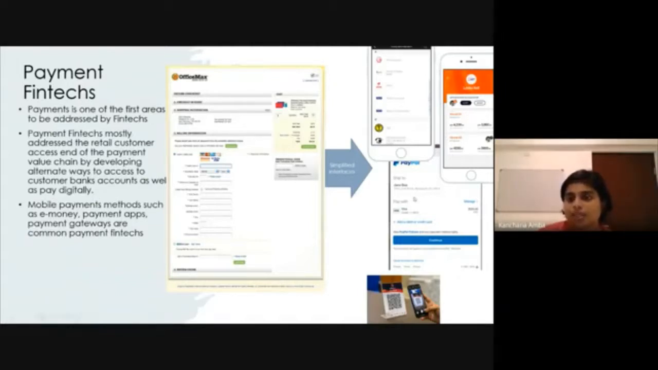This is a local app. This is the PayPal app. This is a QR code, right? Again, you don't have to use cash or cards. You can directly just scan it, and the intermediation reduces, right? So this is really through fintech.